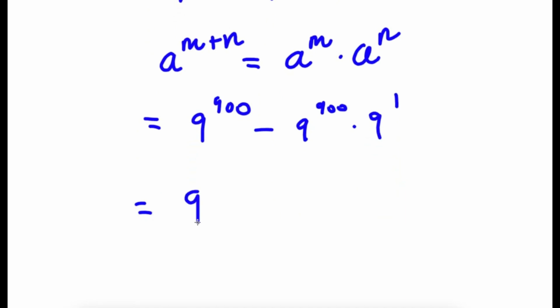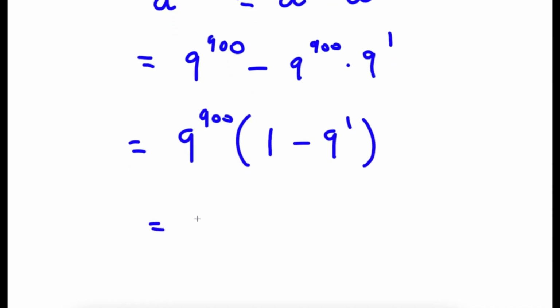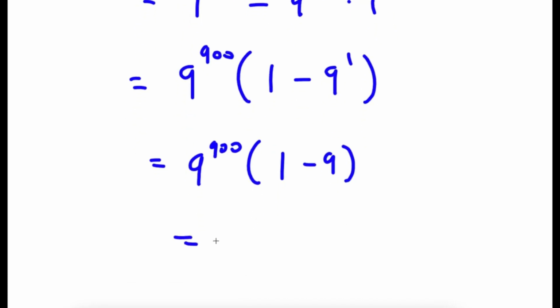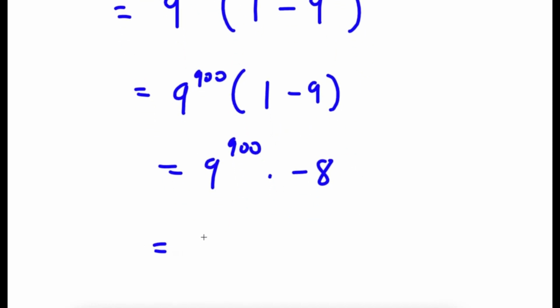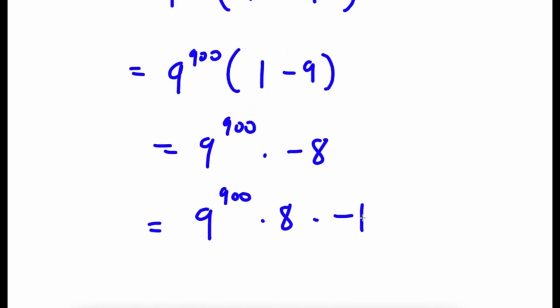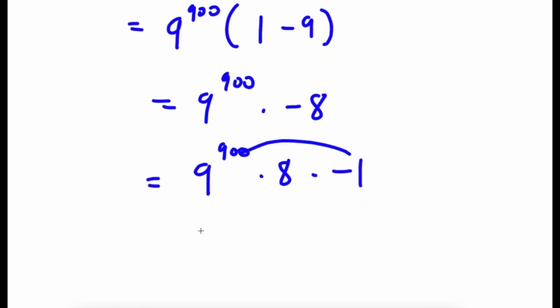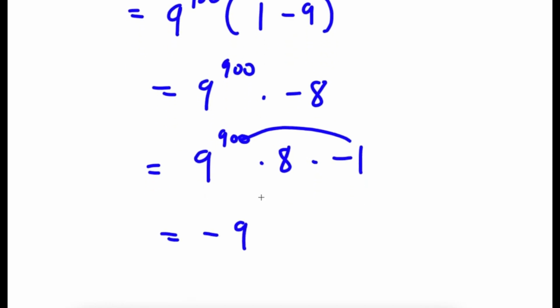Now if I factor out 9 to the power of 900, I have 9 to the power of 900 times 1 minus 9 to the power of 1. So this is equal to 1 minus 9, which is equal to 9 to the power of 900 times negative 8. Now I can rewrite this as 9 to the power of 900 times 8 times negative 1. Now if I multiply negative 1 with 9 to the power of 900, I have negative 9 to the power of 900 times 8.